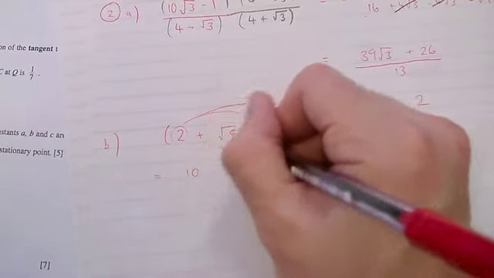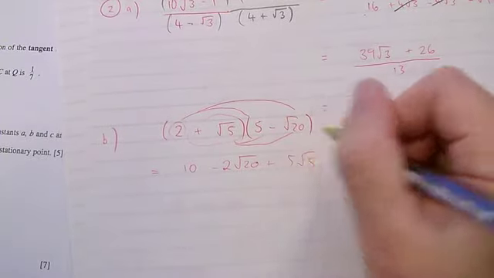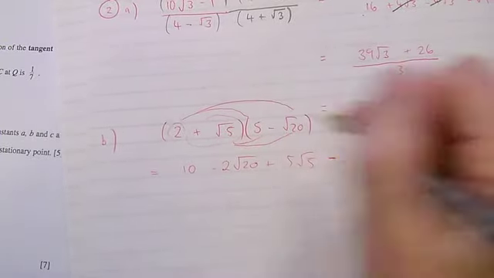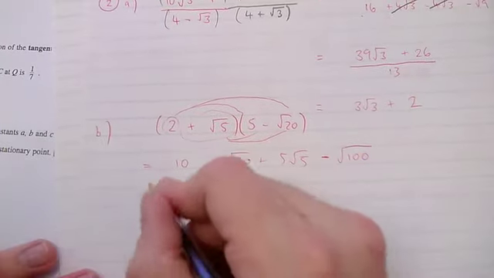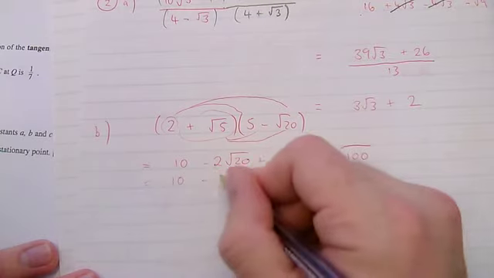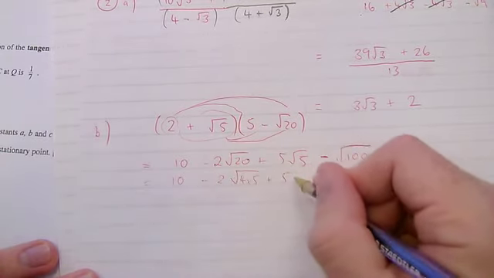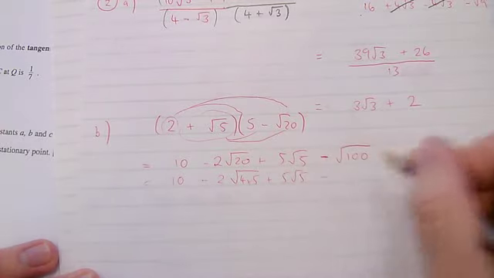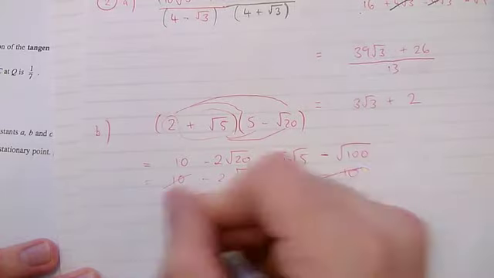And then here, I'm going to have plus 5 times root 5, so I'm going to have plus 5 root 5. And I'm going to have plus times a minus, it's going to be a minus. Then root 5 times root 20 would be root 100. Square number that goes into 20 is 4 times 5, plus 5 root 5. And then this actually can cancel down to be a minus 10. So 10 minus 10 is gone.